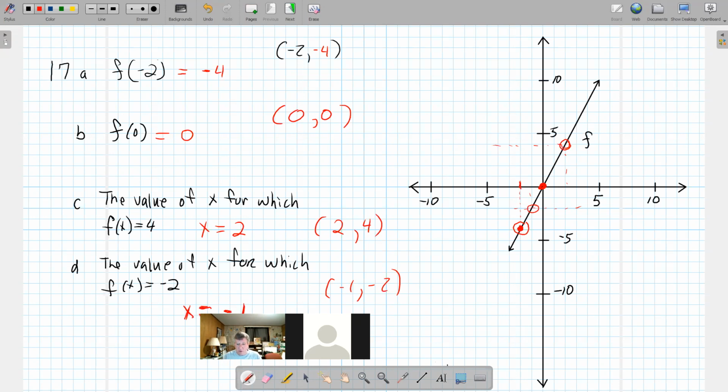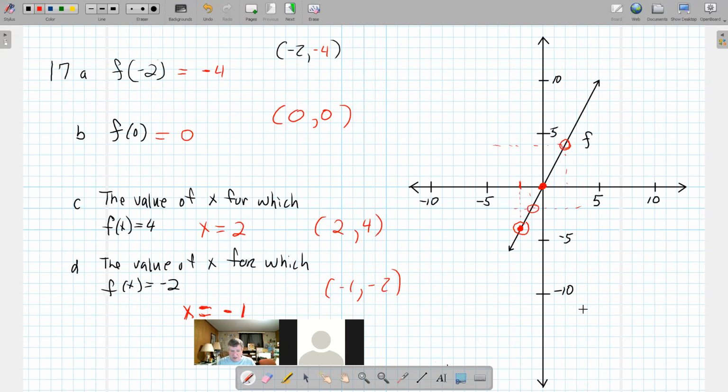So really all we're doing here is completing ordered pairs. We're saying for this graph, when x is -2, y is -4. When x is 0, y is 0. For this graph, when y is 4, x is 2. When y is -2, x is -1. Again, if you have any questions about this problem, now is the time to ask, because this is very basic to what we're going to be doing the rest of the day.